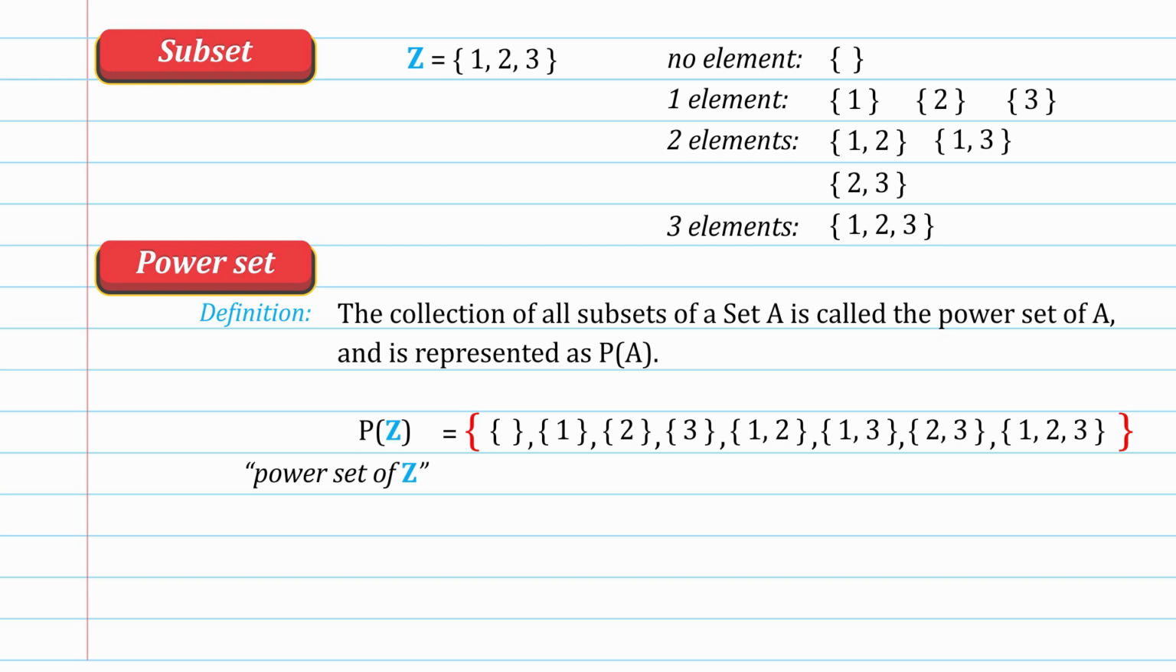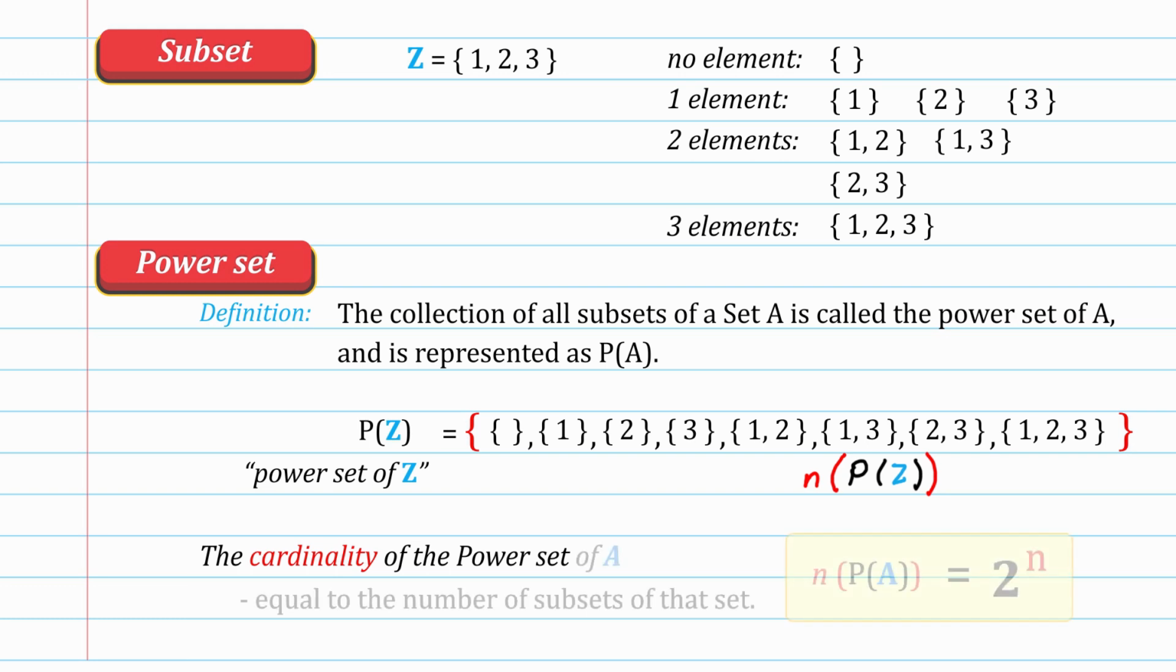Now, finally, we can also get the cardinality of the power set of Z. How do we get that? Cardinality, take note, is the number of elements. But in this case, the elements are the subsets. So when you want to get the cardinality of the power set of set Z, we simply get the number of subsets of set Z. And how do you do that? You use the formula 2 raised to the nth power.